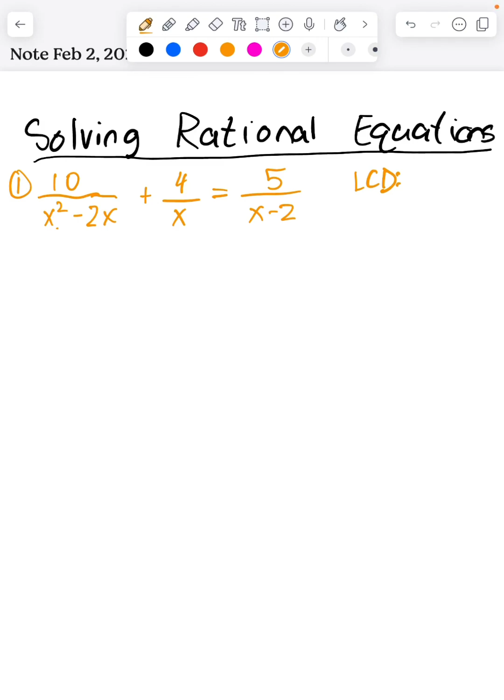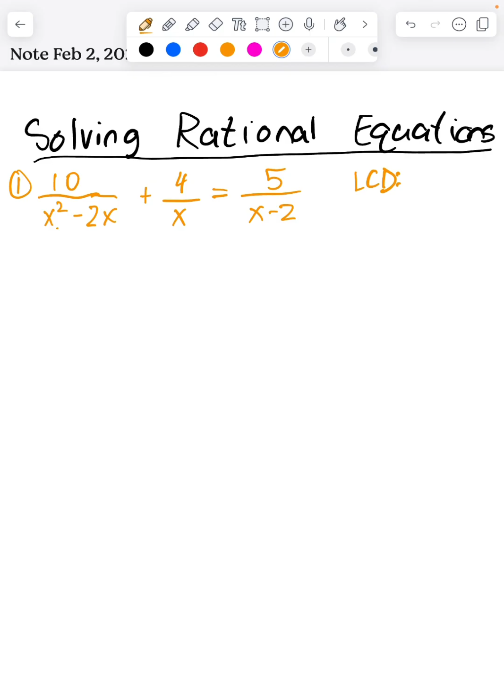Hello everyone, this is how you solve a rational equation. We may have done this in class, and I want you to take a look, as a refresher, on how to do it. If you missed the solution while we were in class, this is how you would tackle it.